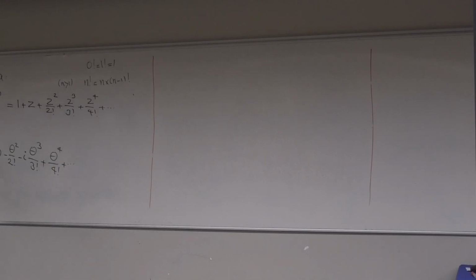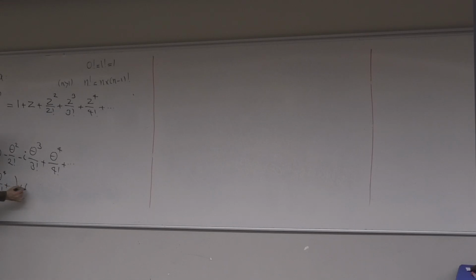This is a complex number, right? What is the real part of this complex number? If I want to write this in the standard form, I need to write its real part plus its imaginary part, right? The real part of this number is the part that does not have any i's. So this is going to be 1 minus theta squared over 2 factorial, plus theta to the power of 4 over 4 factorial, plus the rest. So this is the real part of this number.